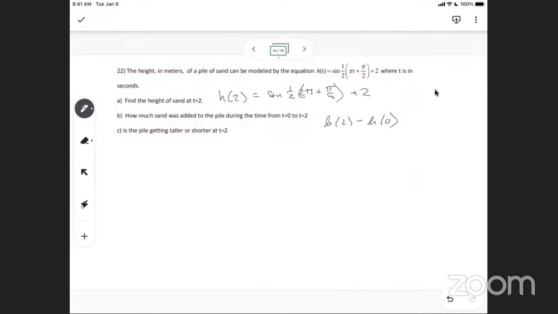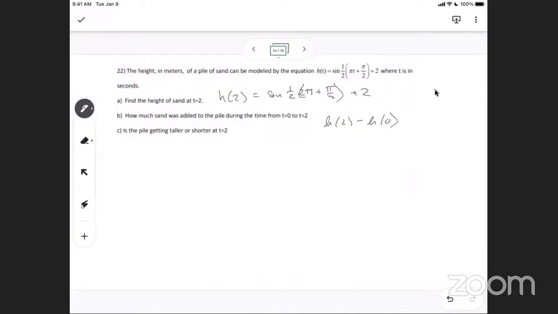And is the pile getting taller or shorter when time equals 2? You just use the derivative, right? To know the slope, because you'll know the increasing of a graph. Correct. Okay, that's easy then. Let me just try to find the derivative.